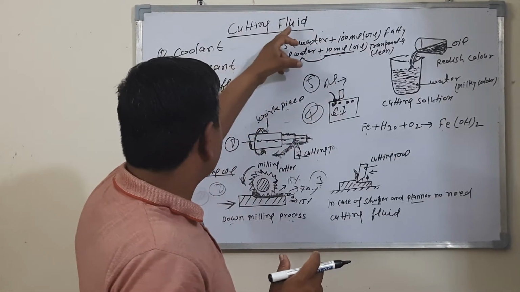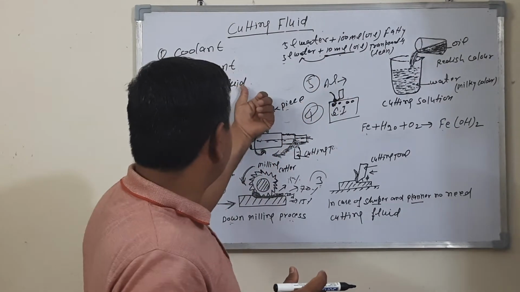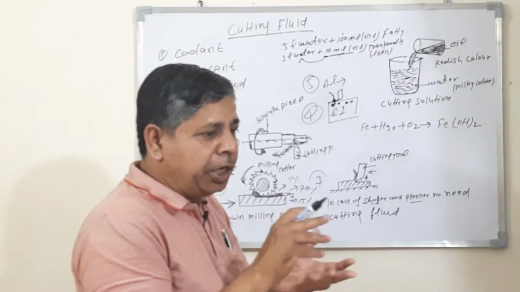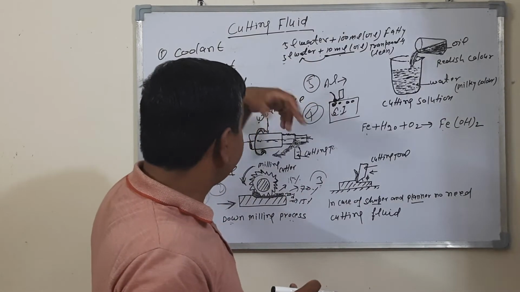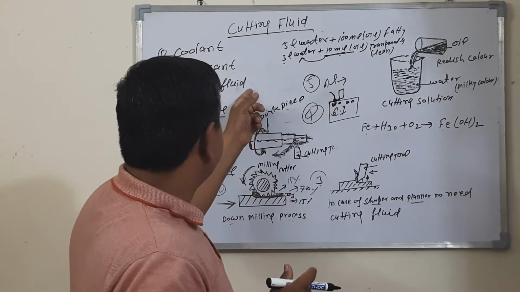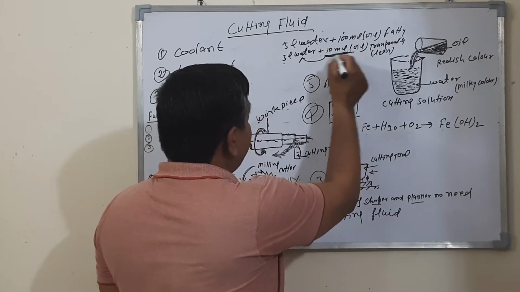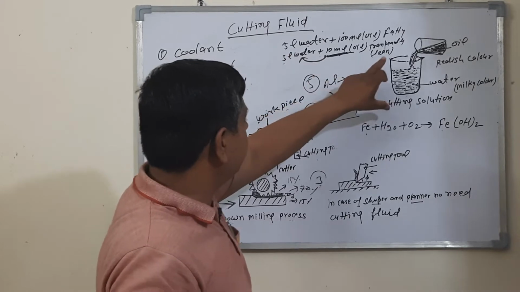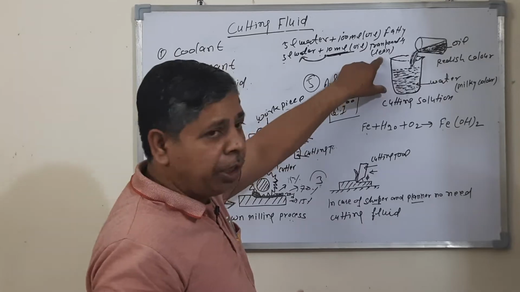Before preparing the cutting fluids, remember that hard water is not used. Why? The oil floats on the surface of hard water and does not mix completely. It means soft water is always used to prepare cutting fluids. When 10 milliliters of oil are mixed with 5 liters of water, this solution is called a transparent or lean solution.